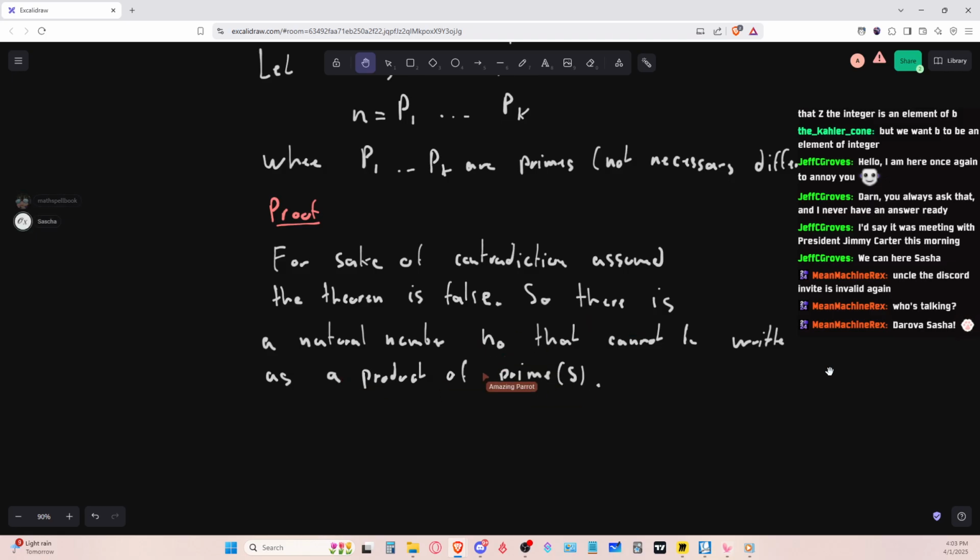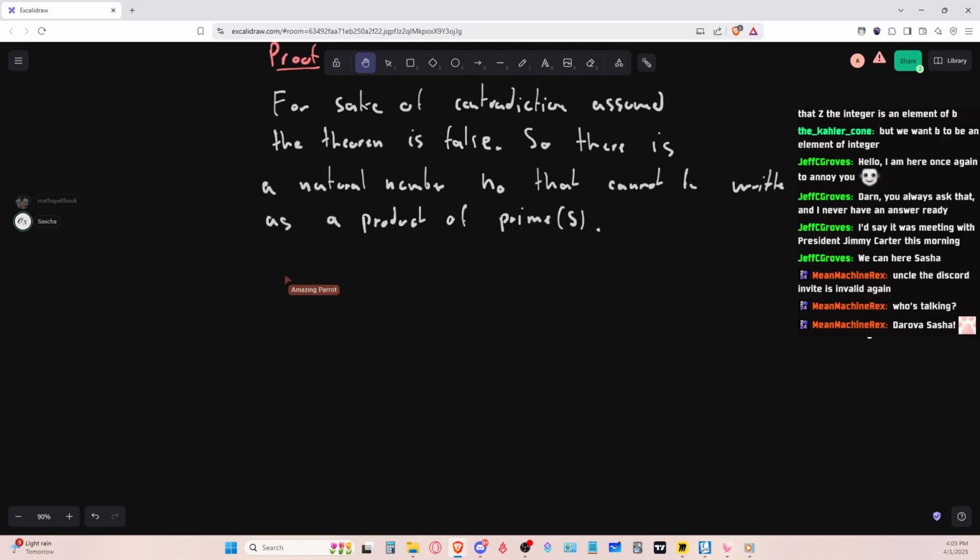Okay. Now what we're gonna do is we're gonna put some weird set, so let me call it T maybe. T will be defined as the set of natural numbers n, of course, we want n to be greater or equal to 2. And now we're gonna ask a weird thing, we're gonna ask that the theorem is false on n. In other words, n cannot be written as a product of primes.